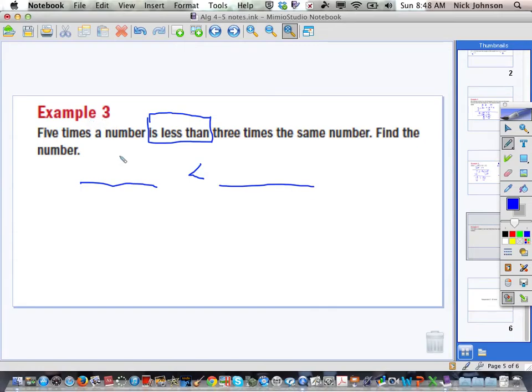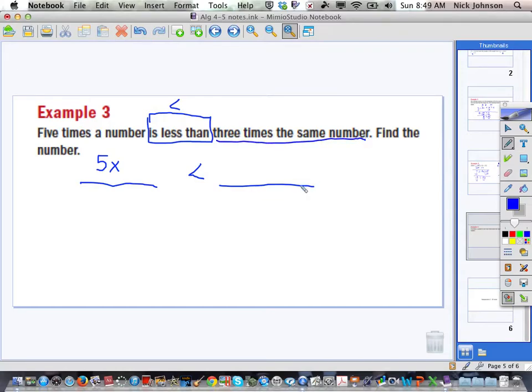Well, let's find this and this. What's 5 times a number look like? Well, it's 5 times some number. But what number are we talking about? We don't know. We're going to call that number x. Okay, so there's my left side. Remember, since this is an inequality, it separates my left side from my right side, right? So here's my right side.